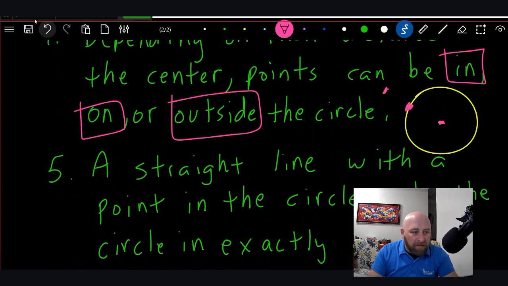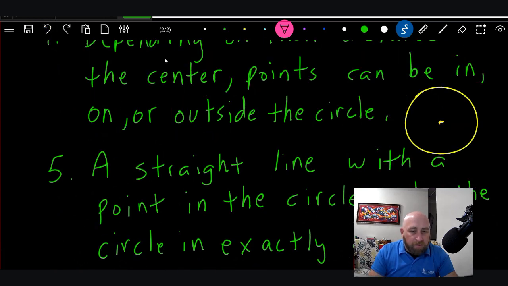So let's go back to this one. So here's my original circle right here. And it says a straight line with a point in the circle. So let's put a point in the circle. And now we're going to make a straight line from that point. And it doesn't matter, you just want to make sure it's from that point. Now look, every time you do that, it is going to touch the circle once here and once here. 2 times. It has to touch the circle 2 times.